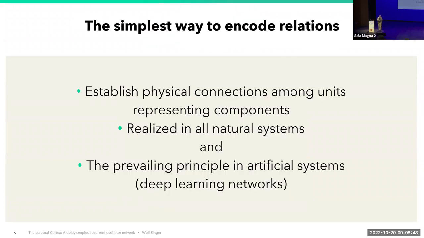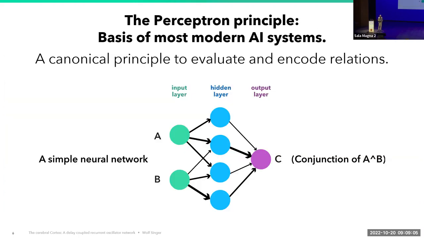Now, the simplest way to encode relations is, of course, to establish physical connections among the units that represent the components. And this is a strategy that is realized in virtually all natural systems, and it is the prevailing principle in artificial systems as well, particularly in the deep learning networks. So it's the perceptron principle.